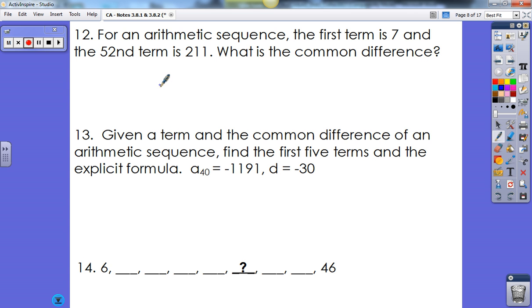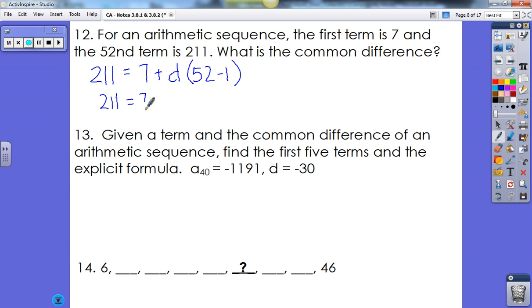For an arithmetic sequence, the first term is 7, and the 52nd term is 211. What is the common difference? So again, I'm plugging in what I know and solving for what I don't know. So I know that the first term is 7. The 52nd term is 211. So 211 is the value of a specific term. I'm looking for the common difference, but we know that it's the 52nd term that I'm talking about. So 52 goes in for my term number.